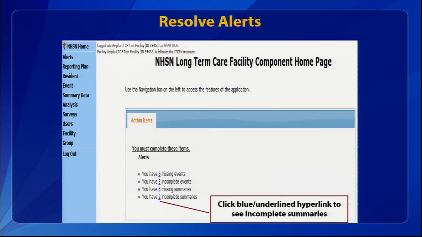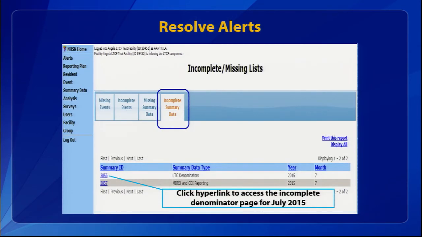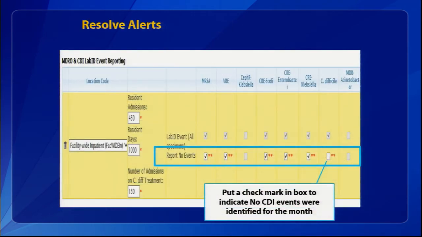Incomplete summaries, this is really important. This is your denominator data. If you click that button, it's going to take you to the summary. And 9 times out of 10, the error in your summary data is the check no events box, okay? So for that one, that's exactly what it was. You see the boxes for Klebsiella are disabled because I'm not monitoring that for the month. But you see the one for C. difficile, there's a check box, and I just need to check that there were no events.